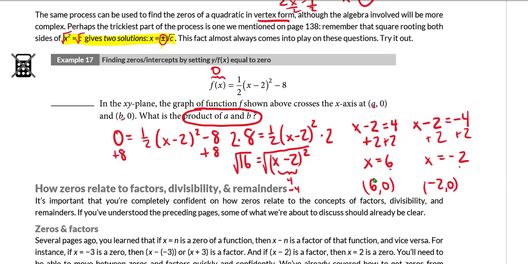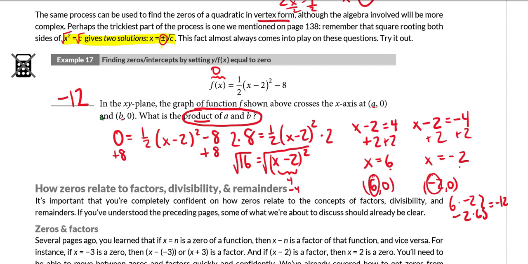It doesn't matter whether the a is 6 or the b is 6. The product, obviously, of a and b will be the same whether we do 6 times negative 2 or negative 2 times 6. Both of those will give us a product of negative 12, and that is indeed what this question is asking. My answer here is negative 12.